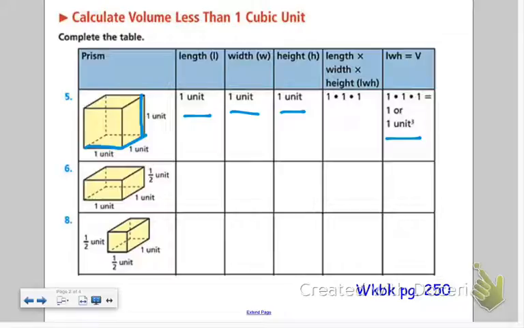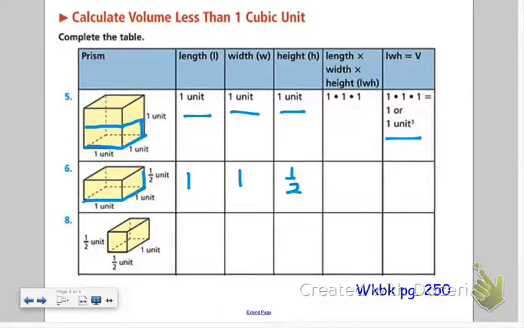Now look at number 6. Number 6 still has a length of 1. It also still has a width of 1, but what's different is it now only has half the height that it had before. So if you go back to this cube at the very top, you can see it's almost like having half of that cube. You've got the same length, the same width, but now half the height. So 1 for the length, 1 for the width, half the height.